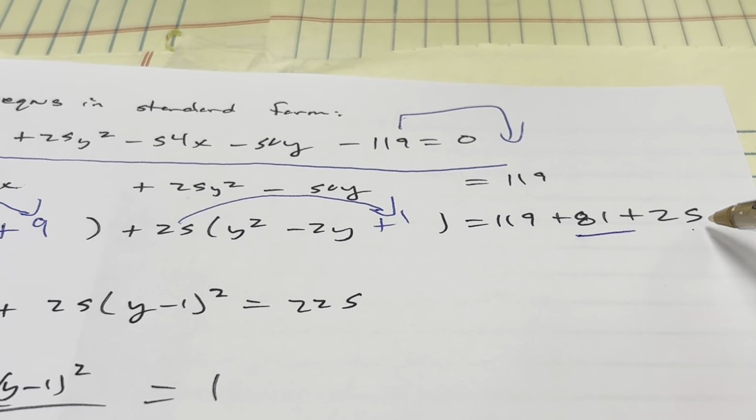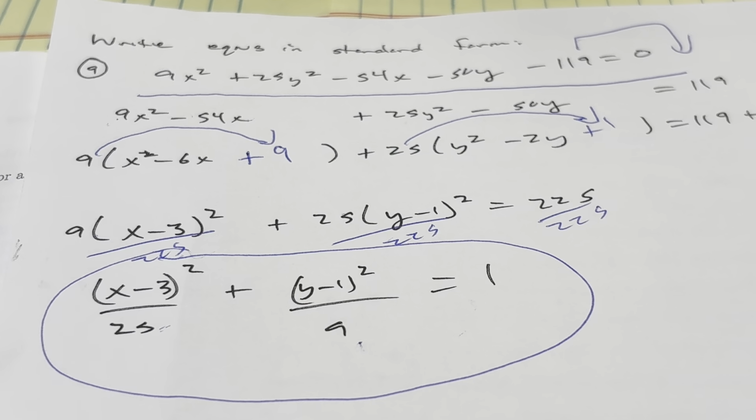9 times (x minus 3) all squared, plus 25 times (y minus 1) all squared is equal to 225. I need this to be equal to 1, so I need to divide everything by 225. 225 divided by 25 is 9. 225 divided by 9 is 25. And now I am in standard form. Awesome.